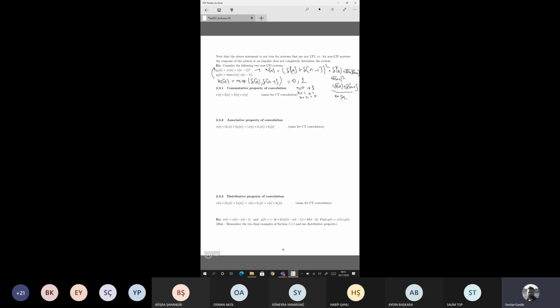So I can tell you that although for LTI systems the impulse response or step response characterizes the system itself, for non-LTI systems this is not the case, unfortunately.